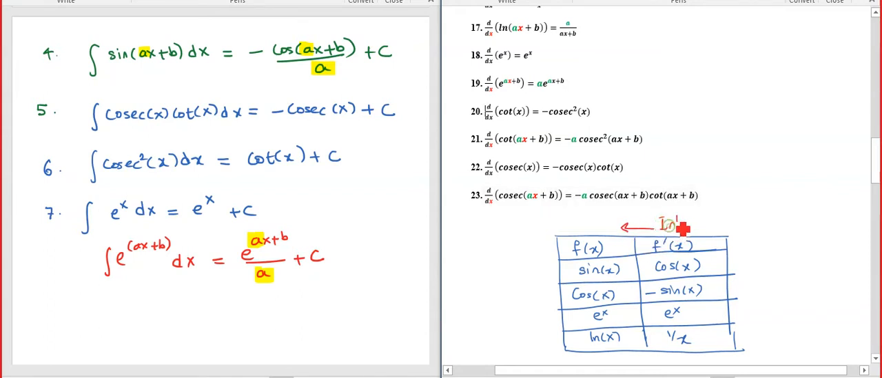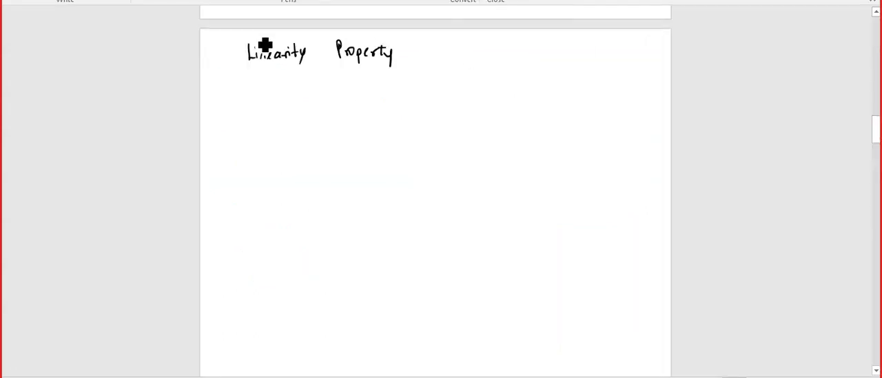For integration it means you look for the function here in the second column and the corresponding integration term is in the first column. Like integration of minus sin x is cos x, integration of e power x is e power x, integration of 1 over x is ln of x, and so on. Okay, so this will be easier for you when you want to memorize the rules. Okay, so let's begin. Let's see how the linearity property works in integration.